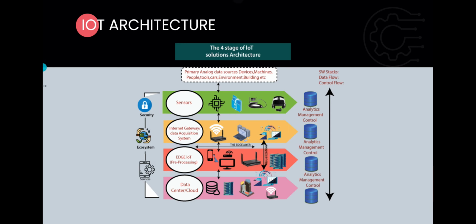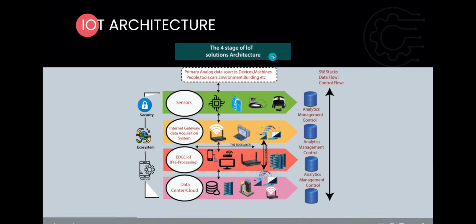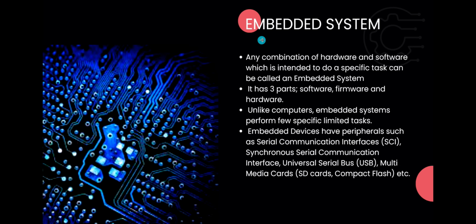So, this is the IoT architecture, which has four stages. This is the embedded system. The embedded system is a combination of hardware and software which is intended to do a specific task. So it has three parts: software, hardware, and framework. Unlike computers, embedded systems perform a few specific limited tasks.